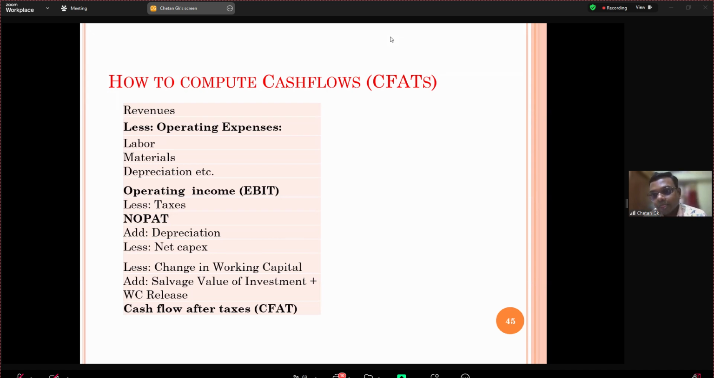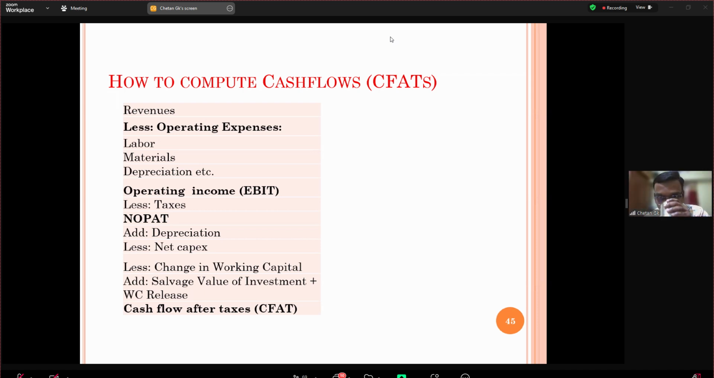Okay. So sir, regarding net capex, if you are going to abandon the project in between because you feel it is not really going to work out, then it is not called a scrap value. Yes.